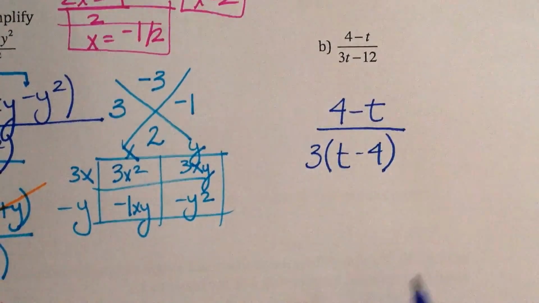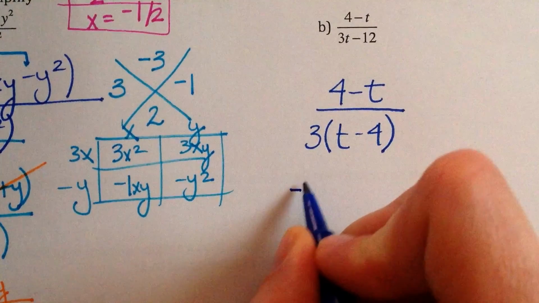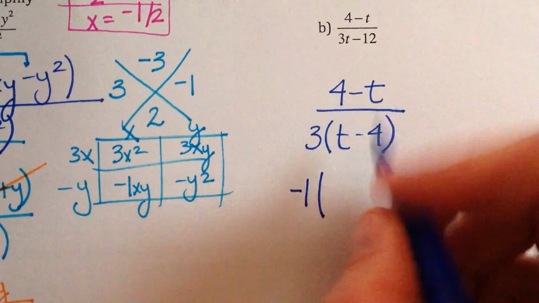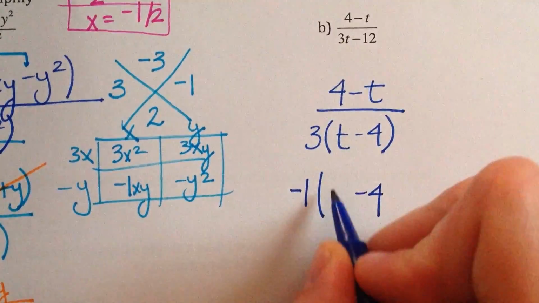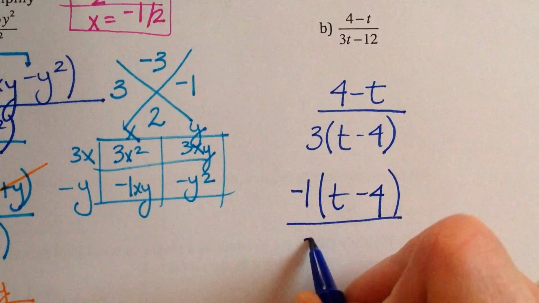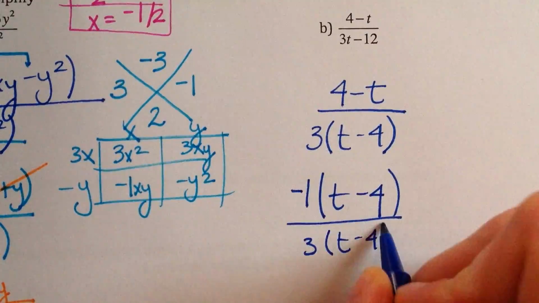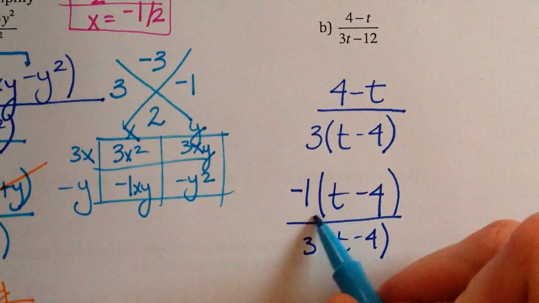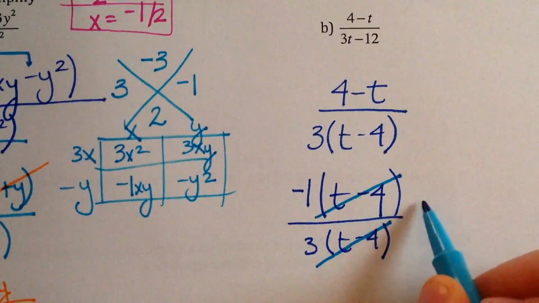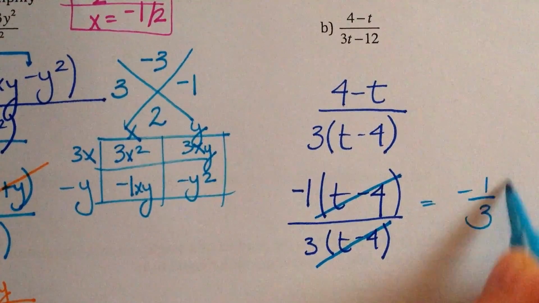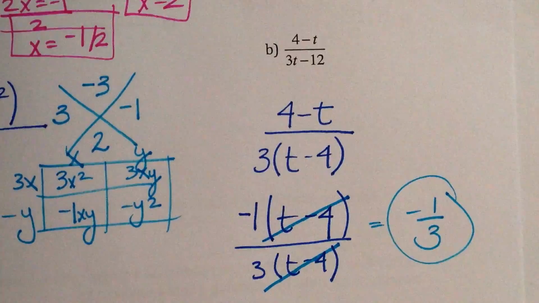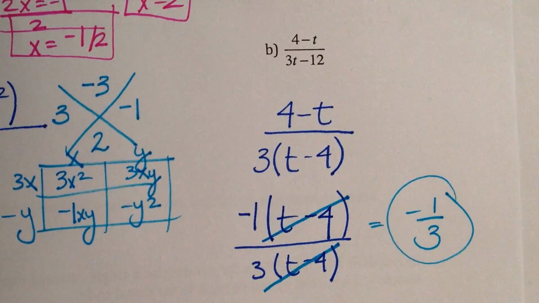So negative 1 is always kind of the trick pocket, because if I factor out a negative 1, whatever is positive becomes negative, whatever is negative becomes positive. Factoring out that negative 1, I now created the same binomial. So my t minus 4 can cancel out with my t minus 4, and I'm left with negative 1 divided by 3. Okay, so negative 1 is kind of your trick that you can do, because we can always cancel things out when we have them like so.